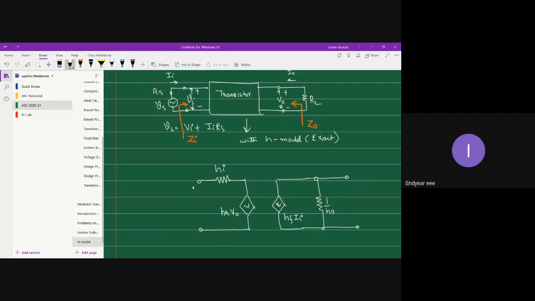Okay, so this is your Vi, minus plus, and this is your output V naught, minus plus. Okay, and this is your load resistor RL, the same load we have considered, and this is your current direction I naught.